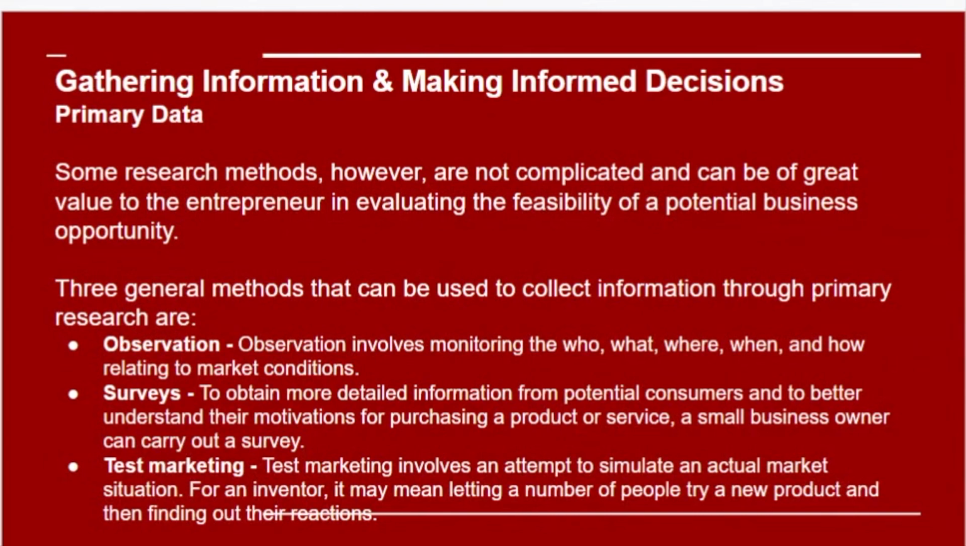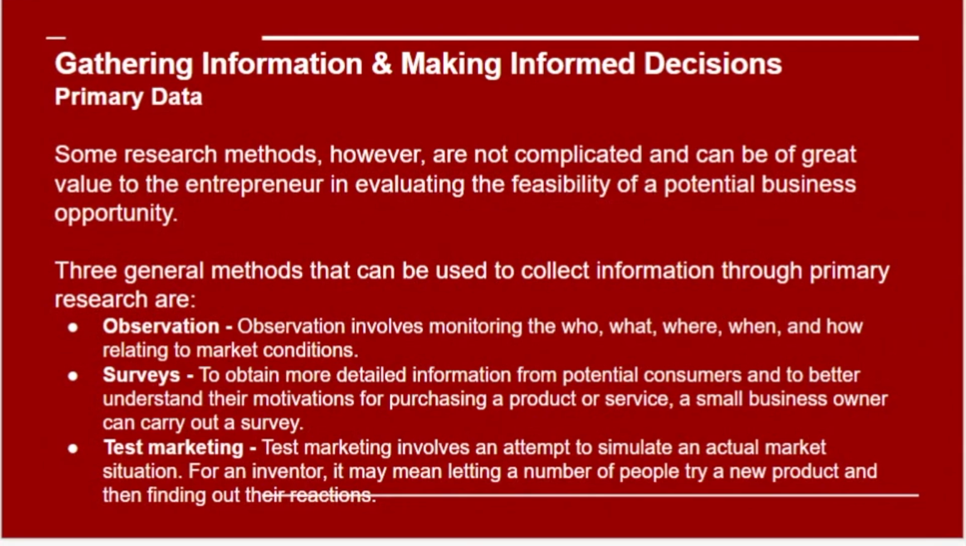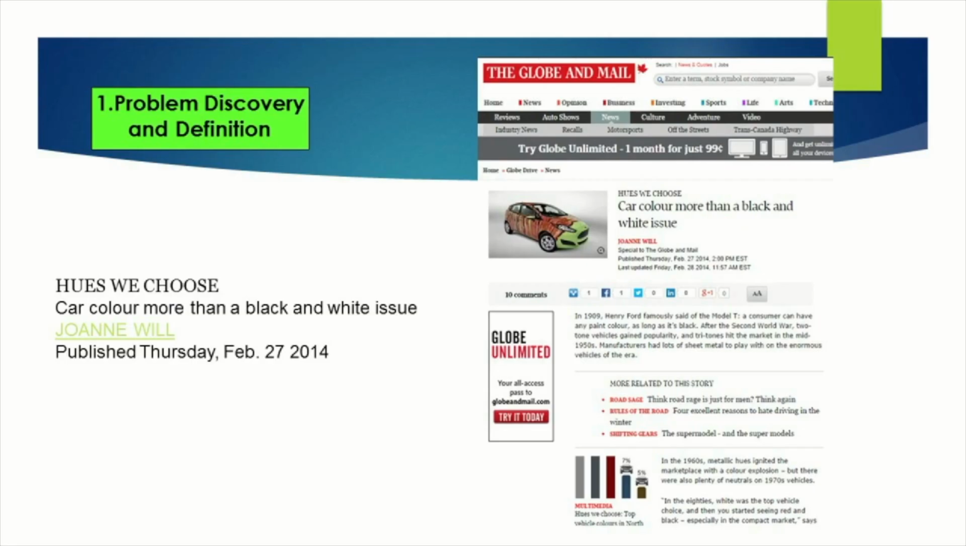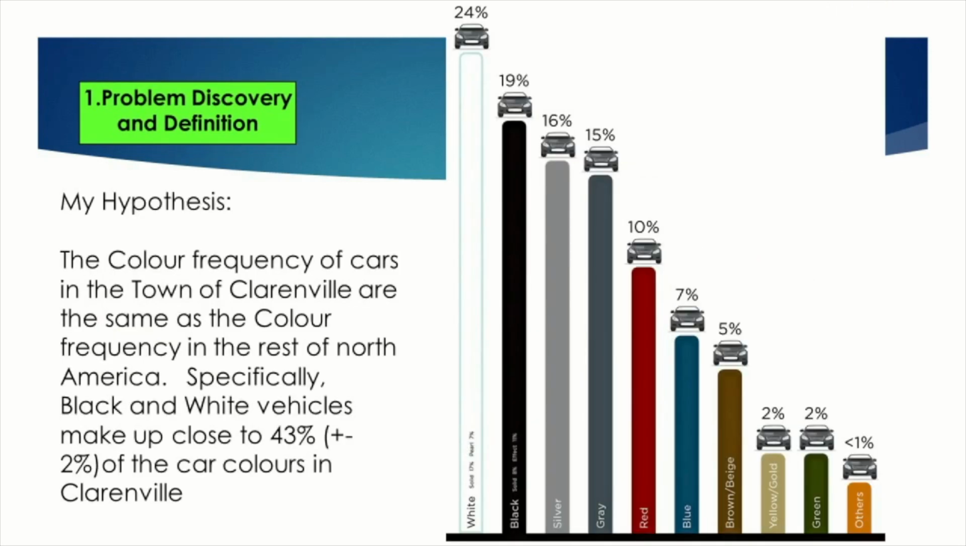So observation is often used as a tool. Now, I'll give you an example of a little bit of observational research that I did. When it comes to cars, it seems like in North America at least, most things are black and white. I was doing a bit of research online, thinking about what kind of marketing research problem I would consider to show you as an example. I did run across a great bit of information in the Globe and Mail, and there they reported that the top 2 selling car colors in North America are black and white.